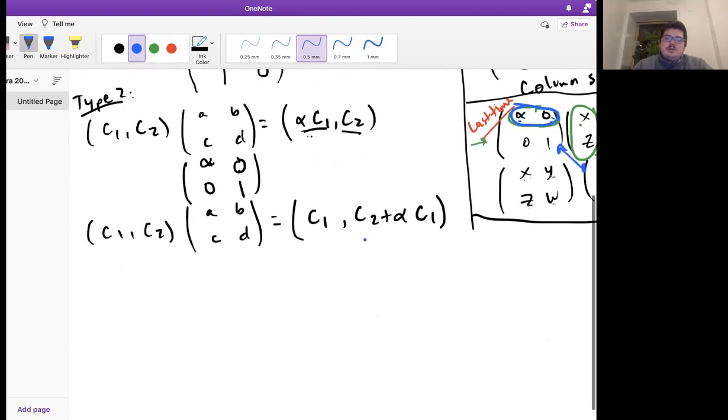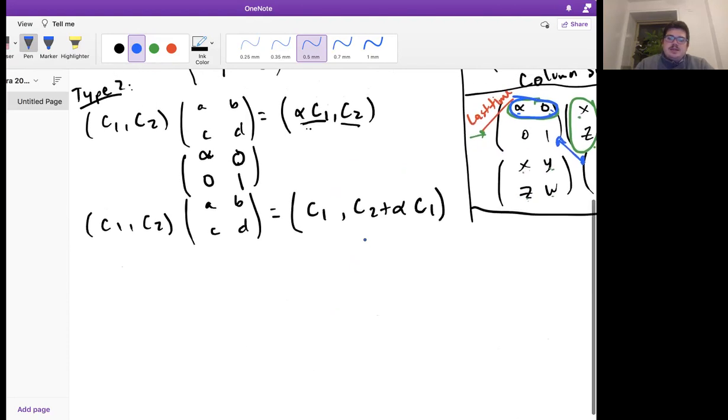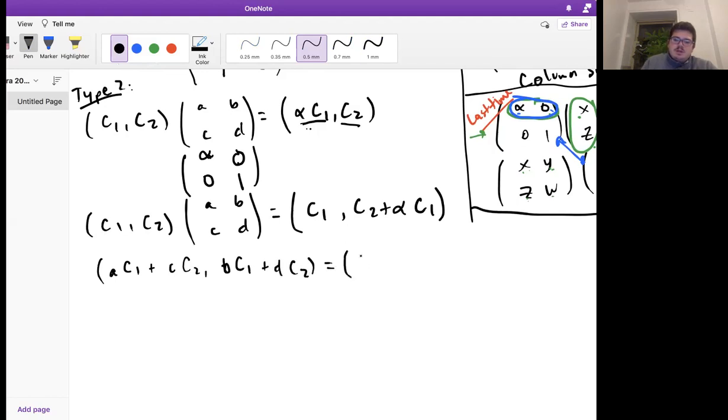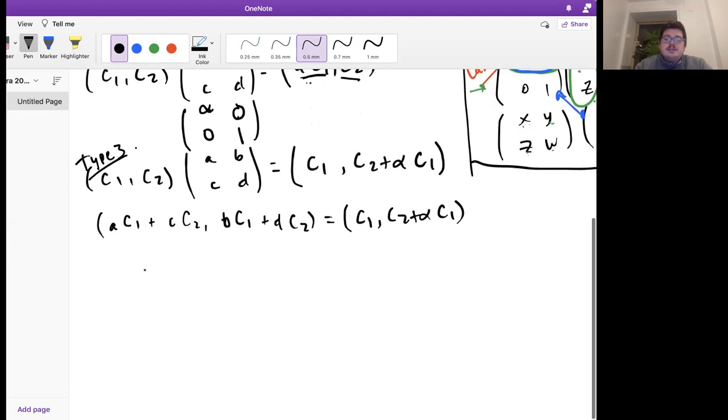All right, so let's do a type 3. Let's do the same thing. Maybe I'll write this one out. So it's A C1 plus C2, and then it is B C1 plus D C2. And I want this to equal C1, C2 plus alpha C1. All right, so this is a type 3 operation, right? So now remember, instead of rows, I'm doing this in columns. All right, so let's do the same thing. What would A, B, C, D need to be?